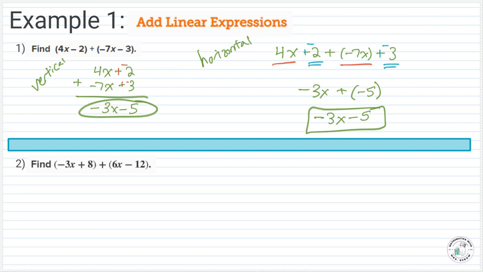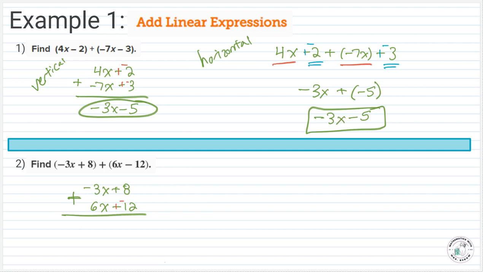So for the second one, it says find negative 3x plus 8 plus 6x minus 12. So again, if I was going to set this up vertically, I would have negative 3x plus 8. And then underneath that, again, I'll line up my like terms. And then we have that minus 12 there. So again, almost like you're setting up a long addition problem. I would rewrite that minus 12 as plus negative 12 just to be on the safe side so you don't forget that that is technically a negative there.